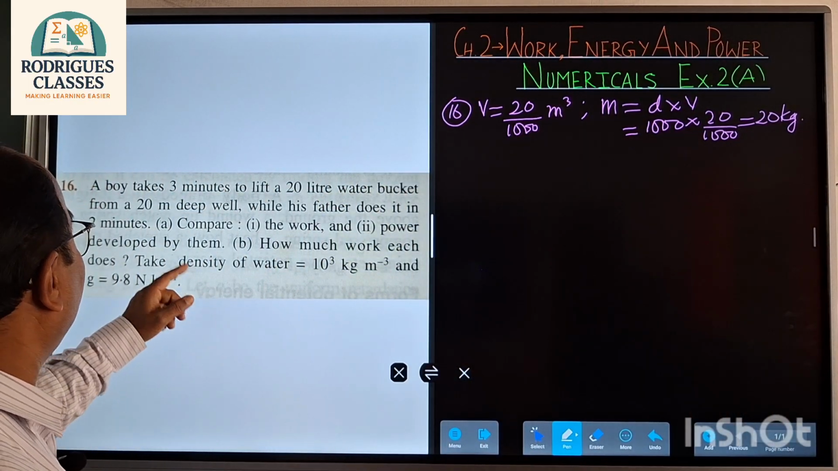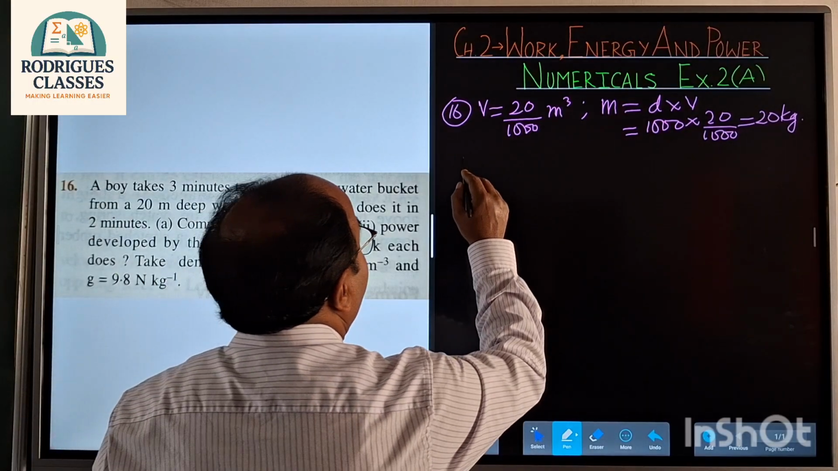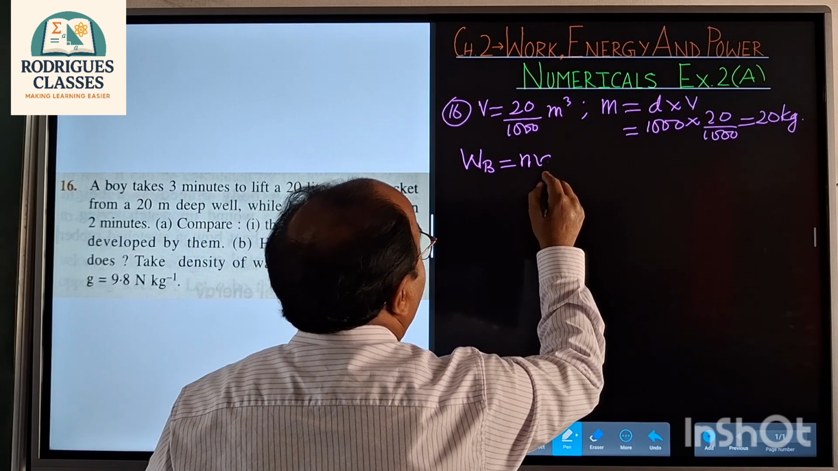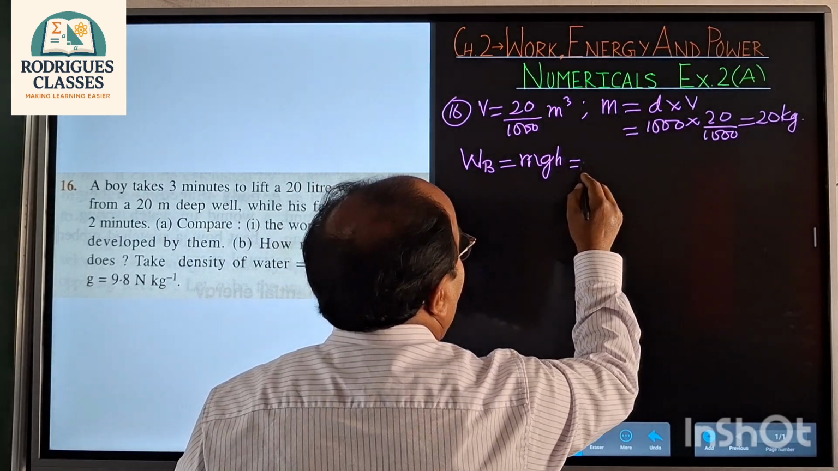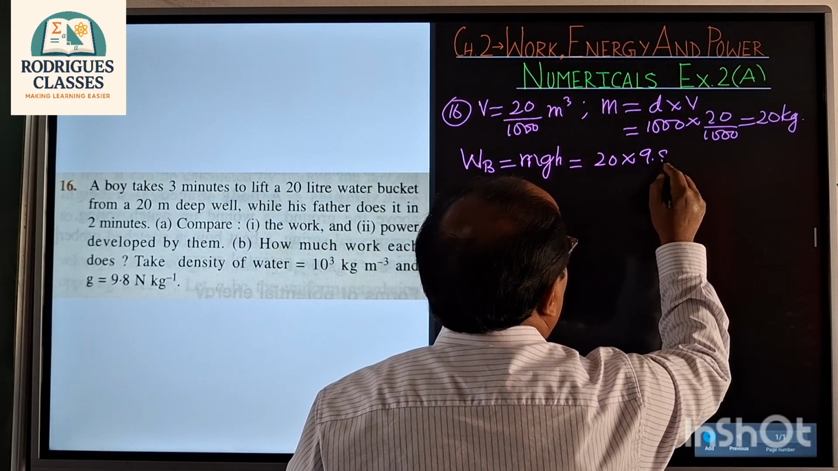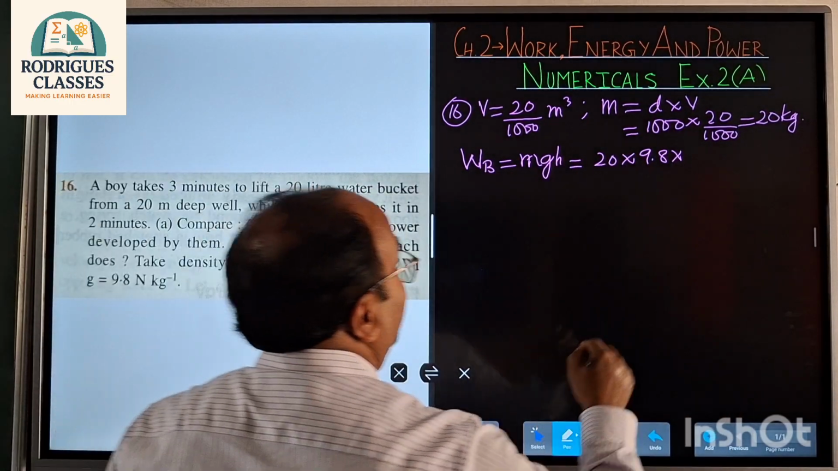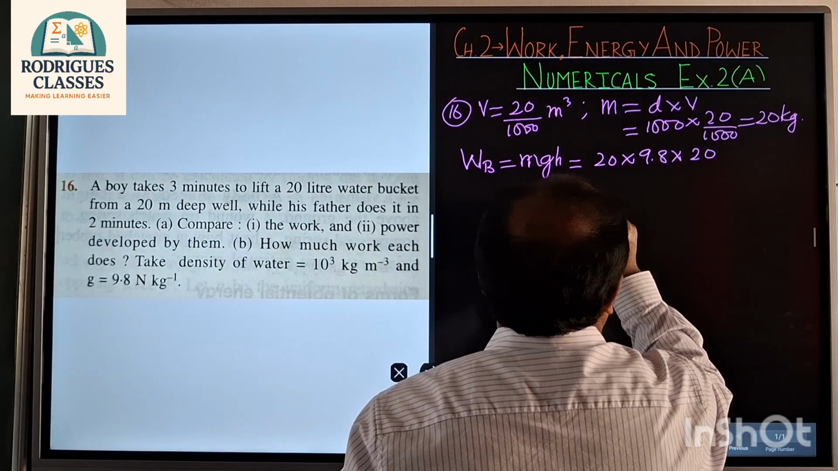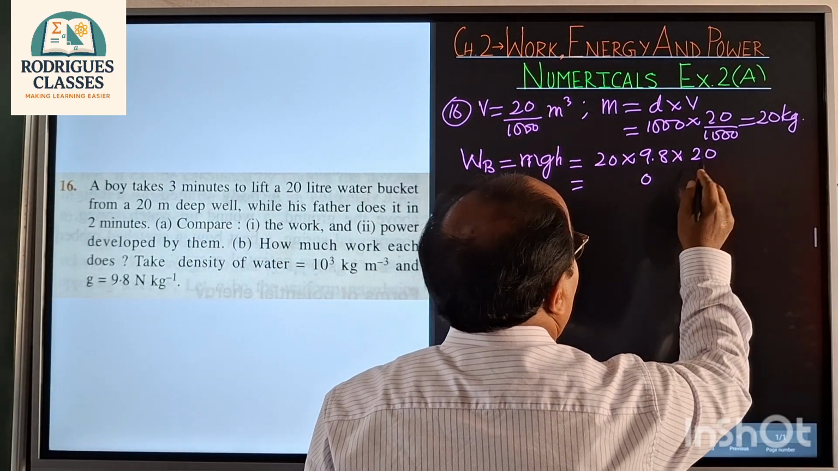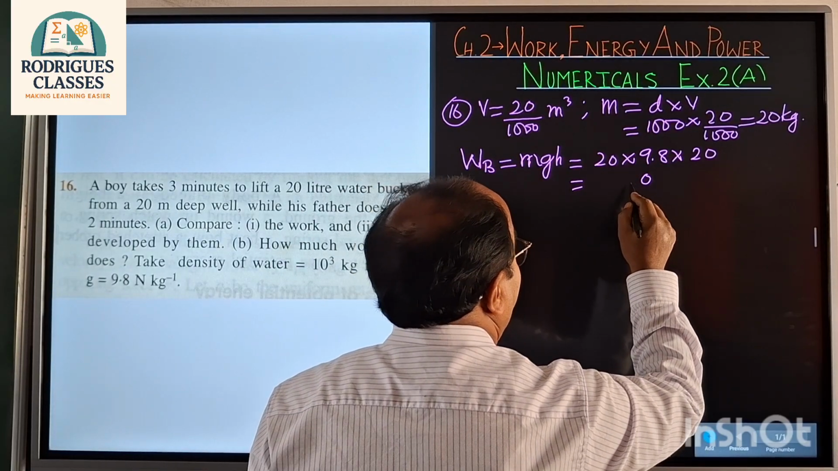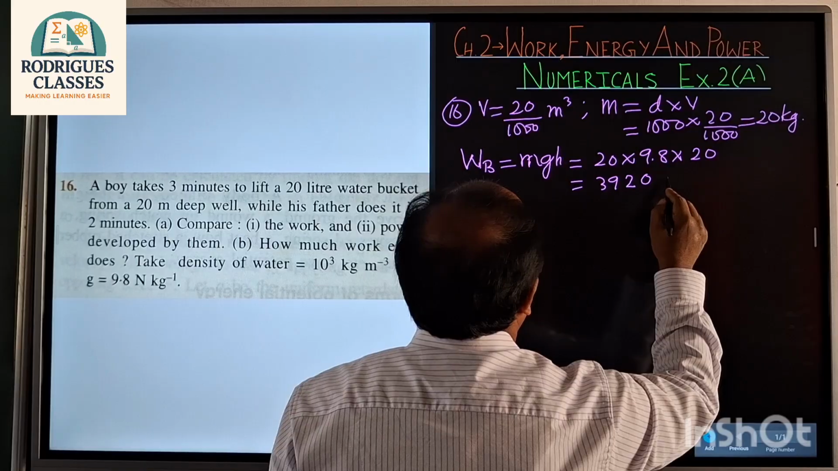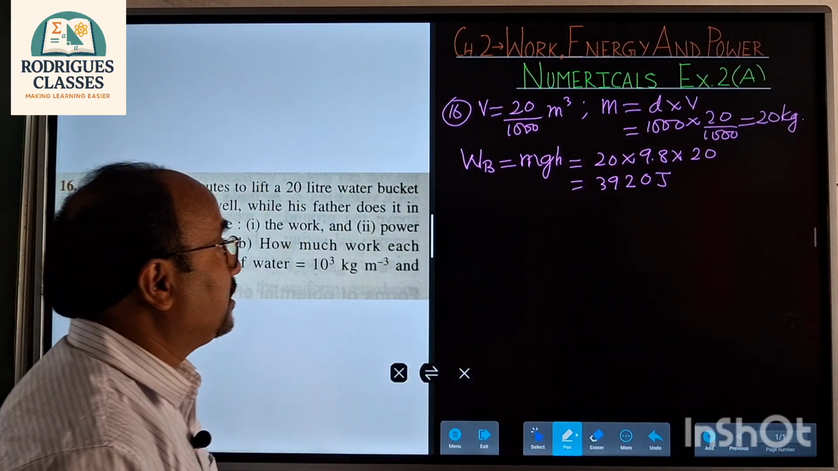Now first of all, I will find the work done by the boy. So I am writing as B. So I will be using again work done due to force of gravity, mgh. So 20 here, G is 9.8 and the height is 20 meter. So 10 will be used in removing the decimal. So 10 I will write here. 2 2 is 4 into 98. 4 8 is 32. 3 36 and 3, this much joule is the work done by the boy.